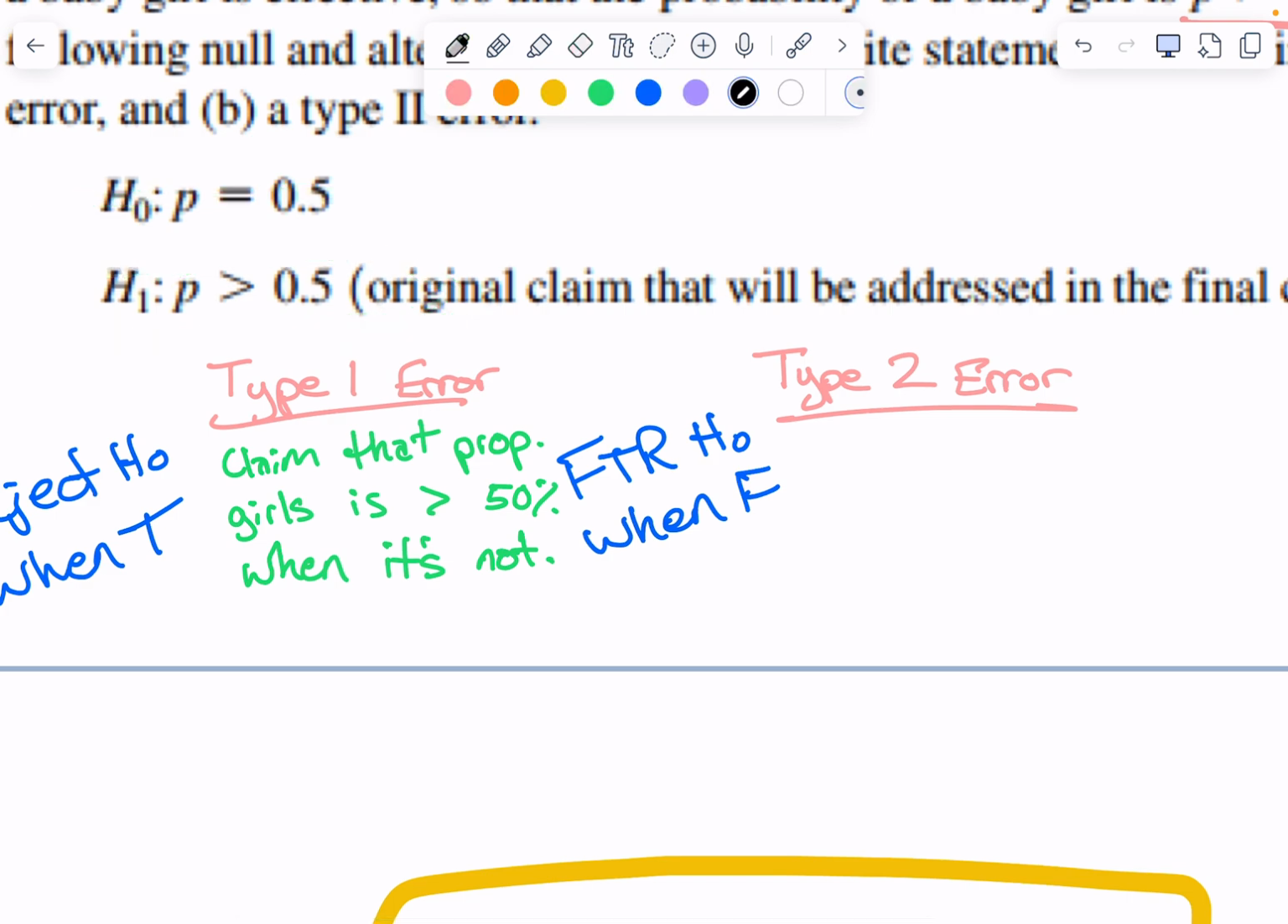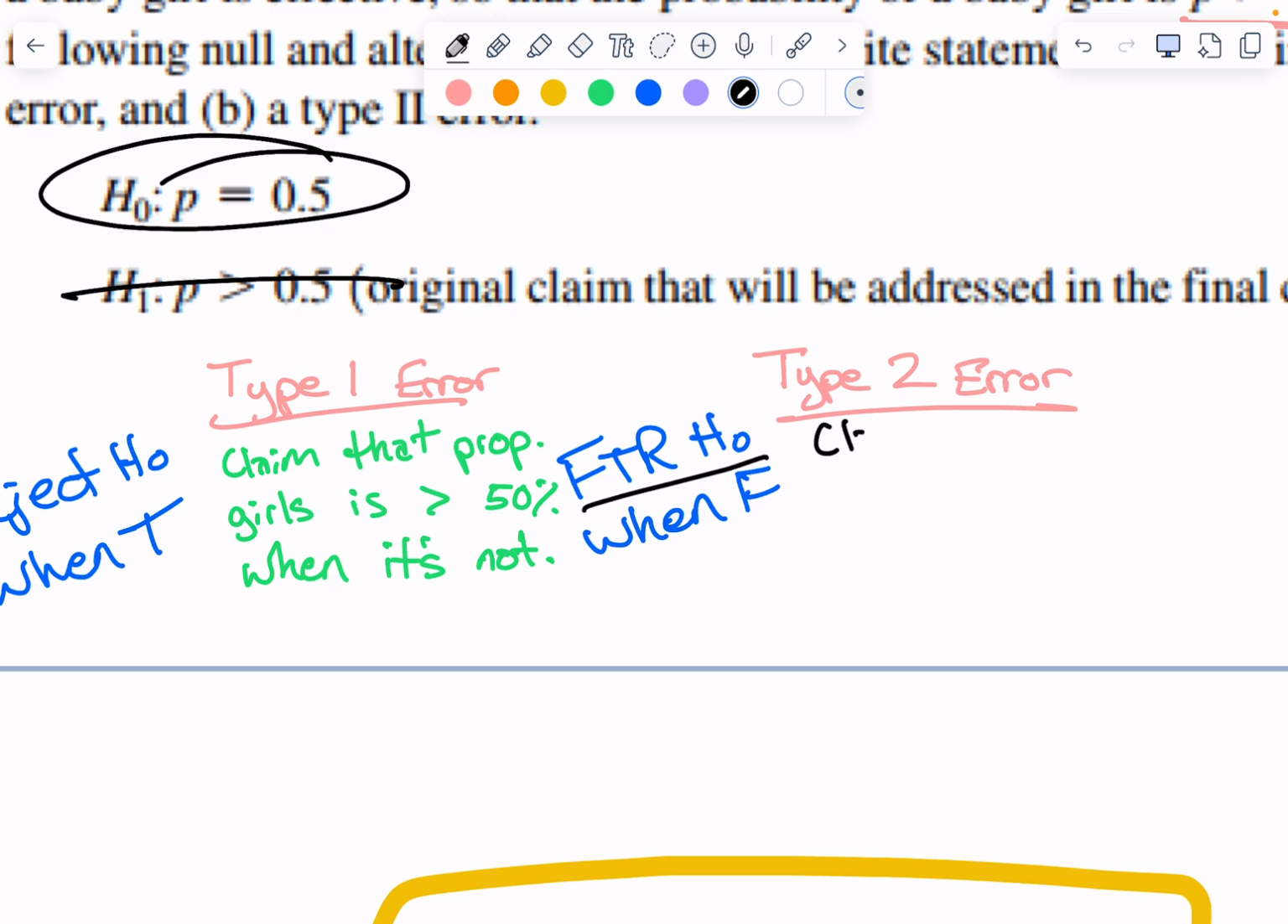The other direction, type 2 error, is failing to reject. So we circle this one, we cross this one off. What are we claiming there? Here we are claiming that what is true?